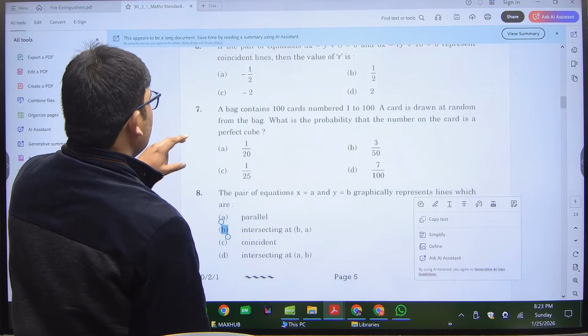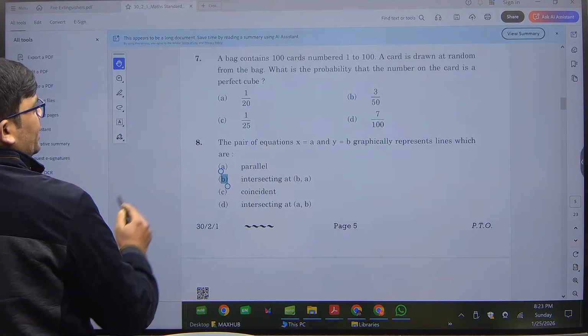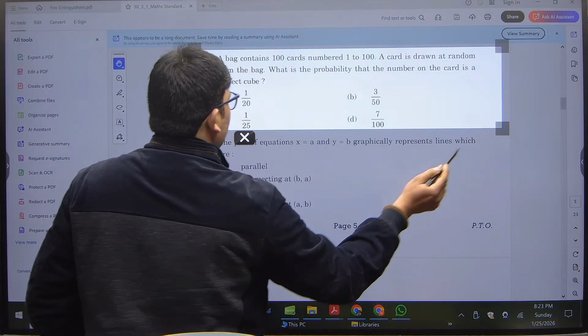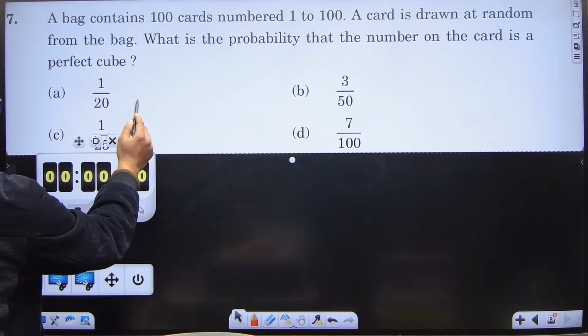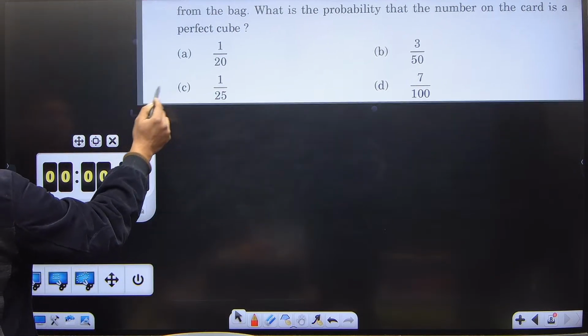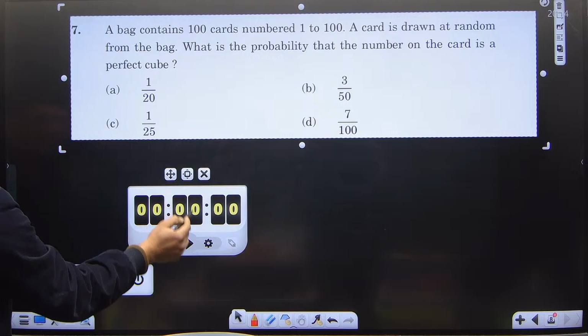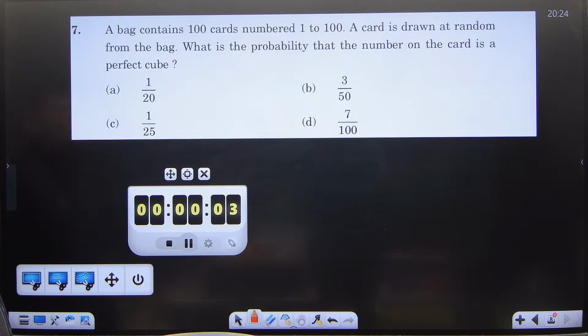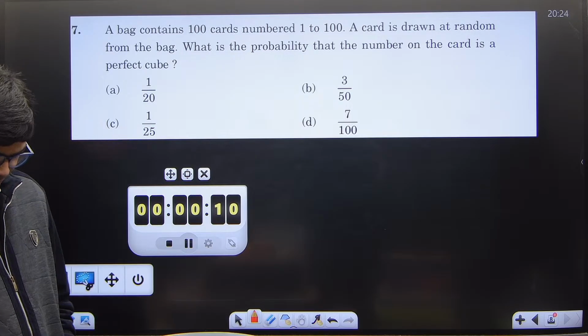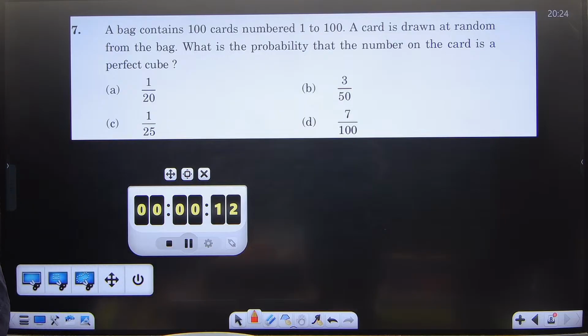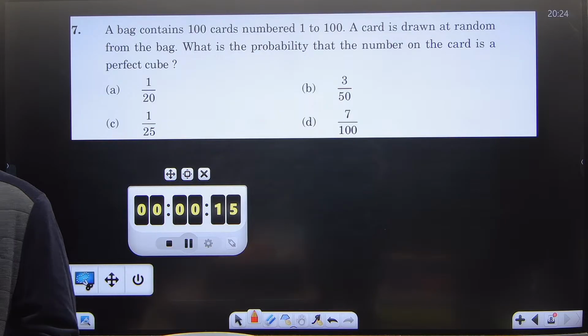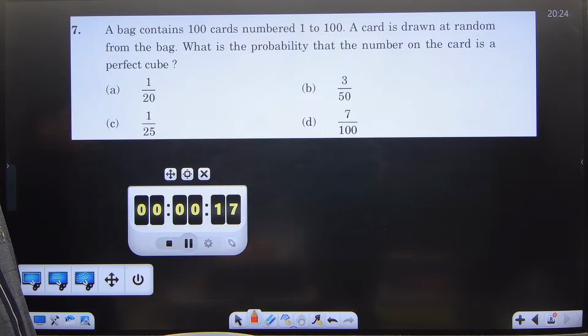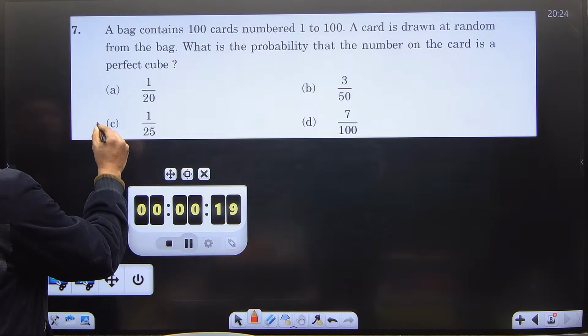Okay, next question. A bag contains 100 cards from 1 to 100. A card is drawn at random from the bag. What is the probability that the card is a perfect cube? You should know the perfect cubes till 100. How many perfect cubes do you have? So 1/25, option C. Wonderful, very good.